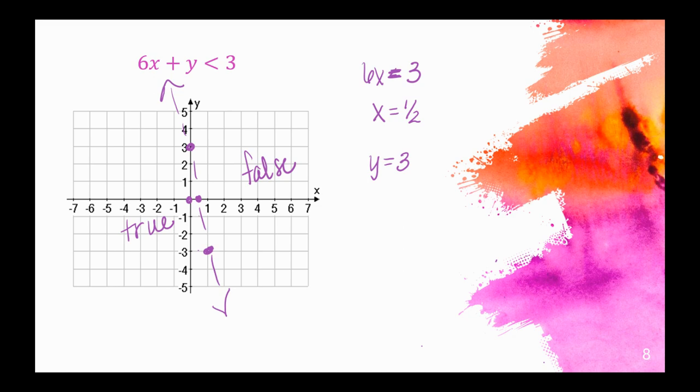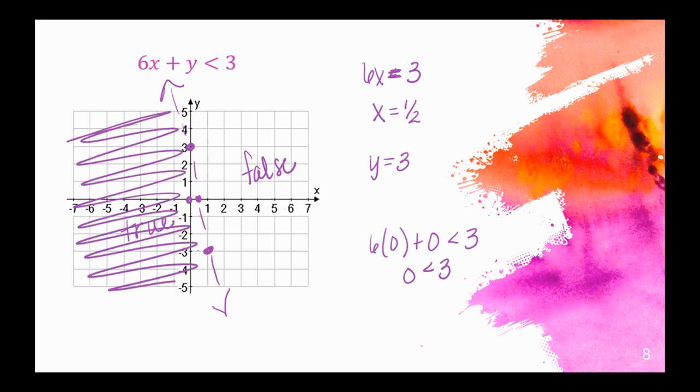Let's put 0 in for x and 0 in for y. So I have 6 times 0 plus 0. We'll see if we get something less than 3. 0 is, in fact, less than 3, so this is true. So I'm going to shade on the true side. And there we go. That is linear inequalities.